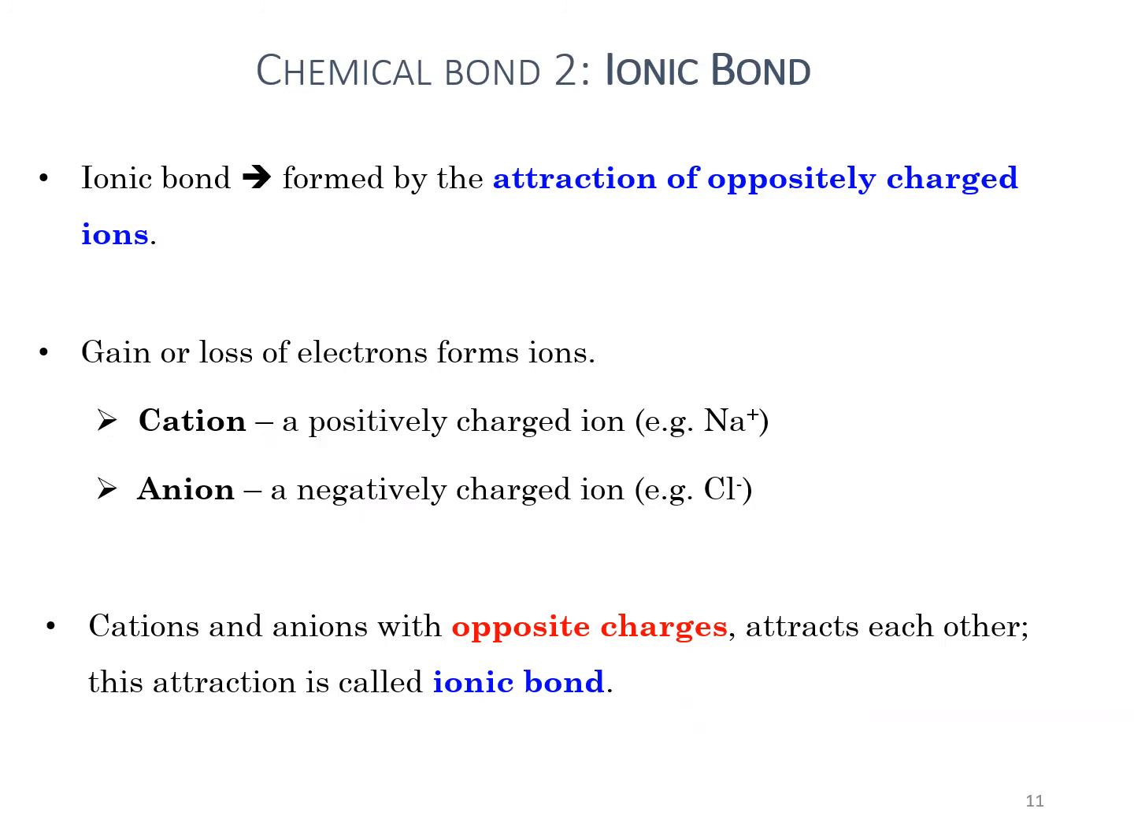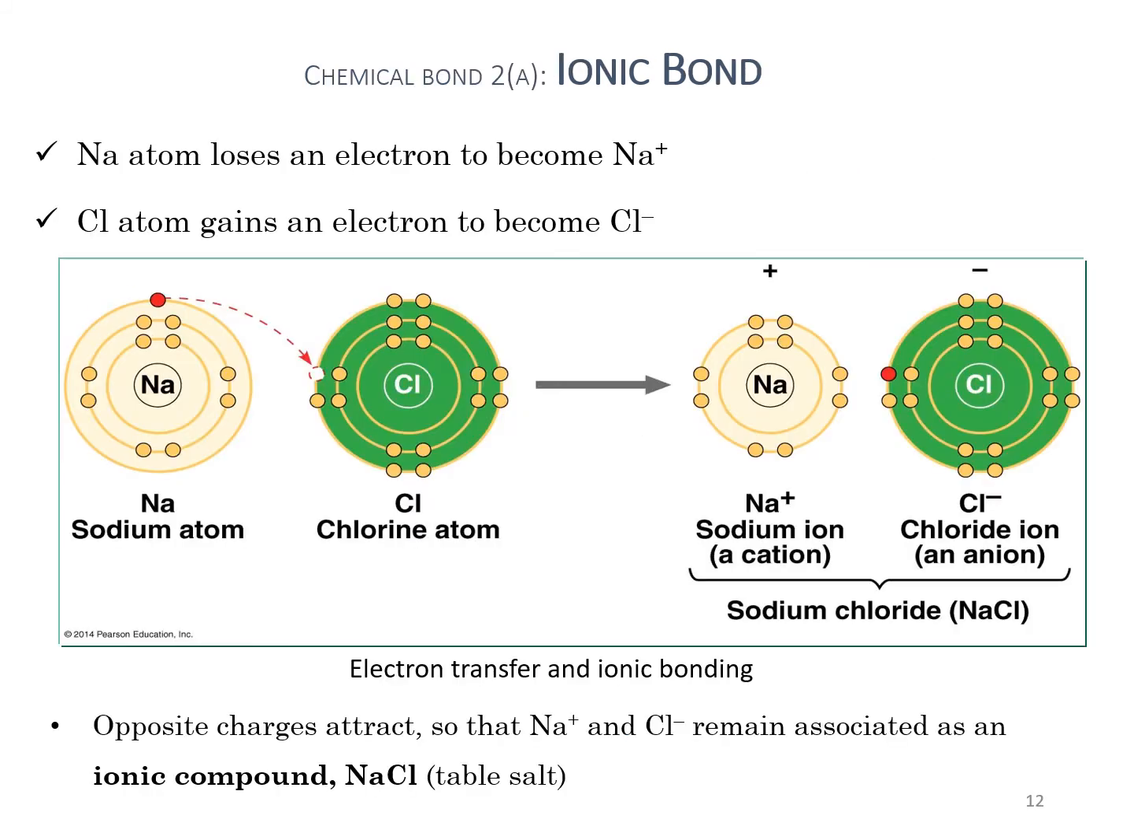The second chemical bond is the ionic bond. An ionic bond is formed by the attraction of oppositely charged ions. So it involves the attraction between a cation and an anion. An example of a cation is the sodium ion, which has 1 positive charge, and an example of an anion is the chloride ion. A cation has a positive charge, and an anion has a negative charge. The cations and anions, which have opposite charges, attract each other to form ionic bonds.